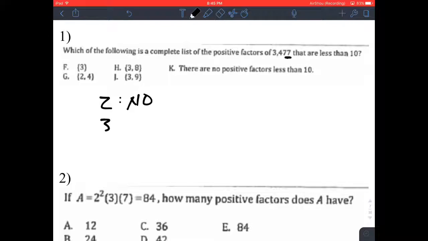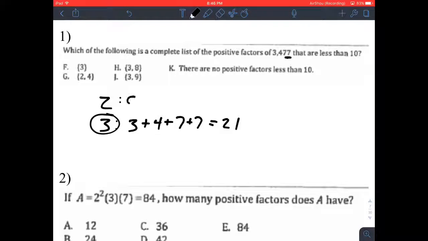Does 3 go into it? If you add the digits, 3 plus 4 plus 7 plus 7, you get 21. Can you divide 21 by 3? You betcha. So 3 works. 4 doesn't work because 2 doesn't. If 2 doesn't work, then none of the even numbers do. So since it is an odd number, that means 4 doesn't work, 6 doesn't work, 8 doesn't work. So we're left with 5.